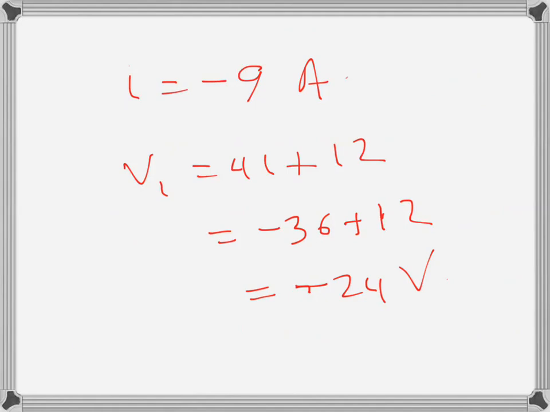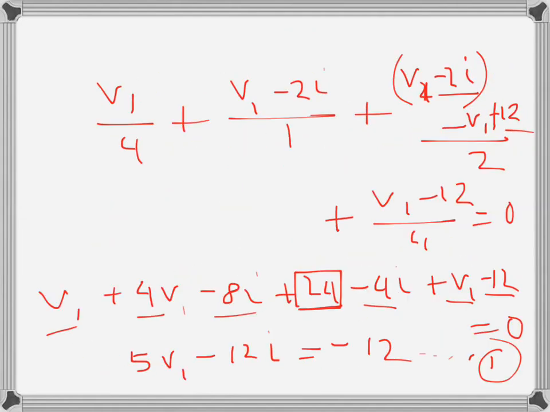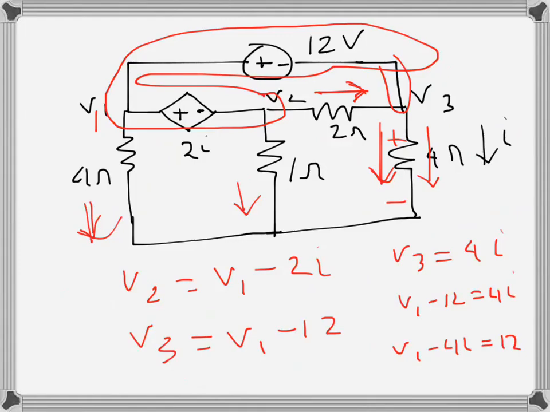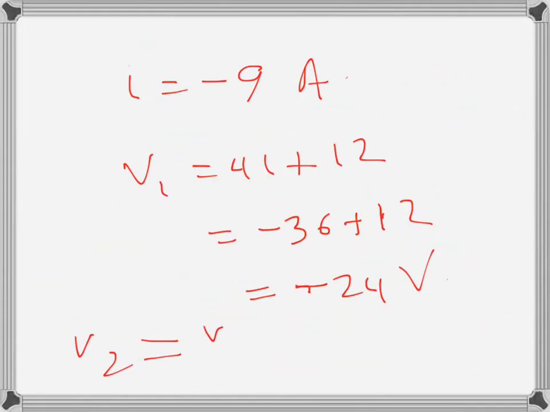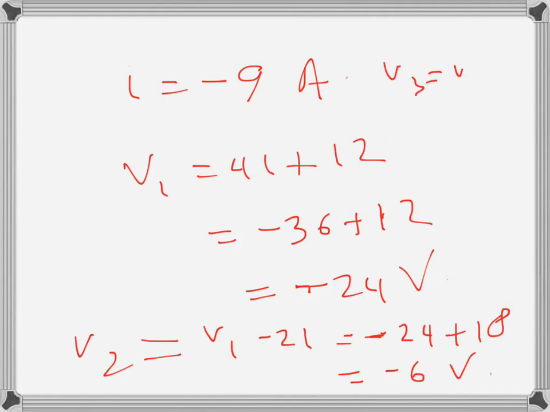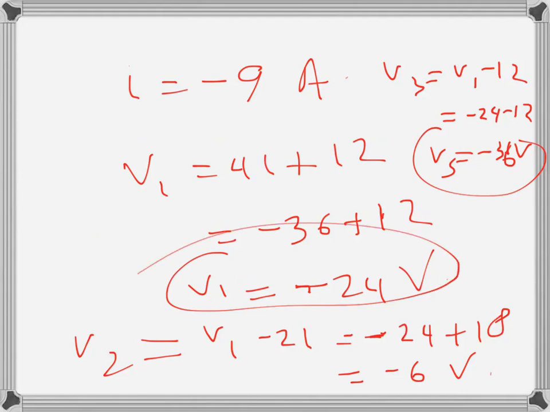Once we have V1, we can find V2, which will be V1 minus 2i. V1 is minus 24, minus 2i will be plus 18, so this will be minus 6 volts. V3 is V1 minus 12. V1 was minus 24, minus 24 minus 12 is minus 36 volts. So I have all the three voltages: V3 here, then V1 is here, and then this is V2.